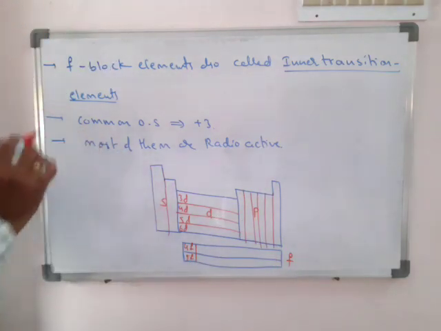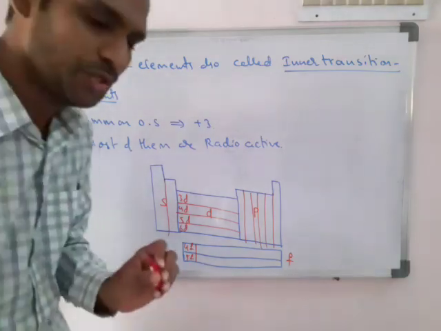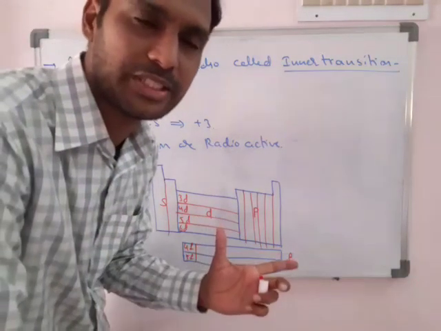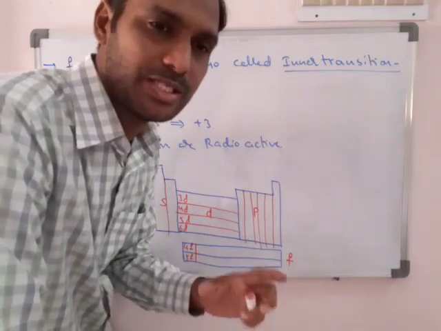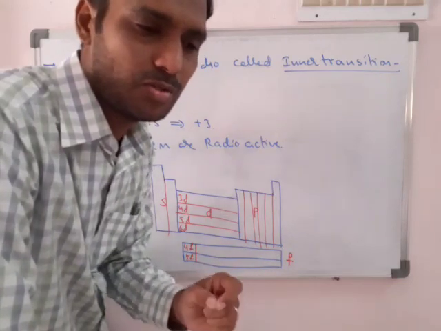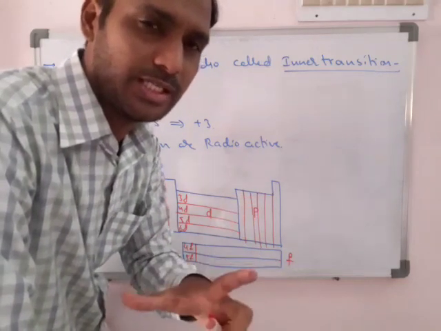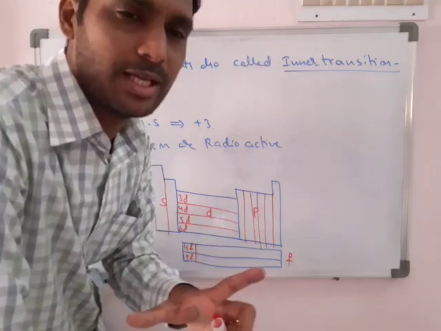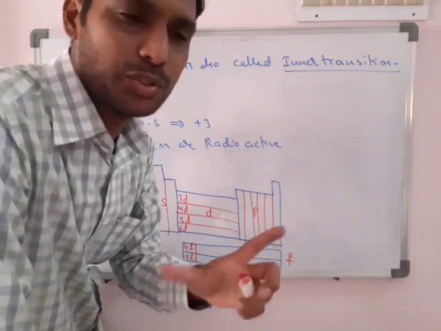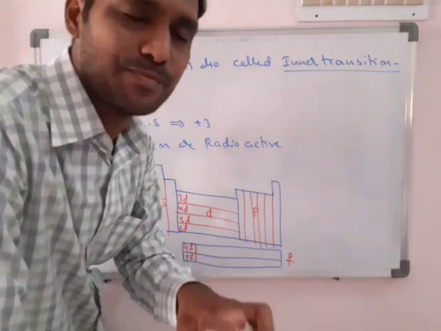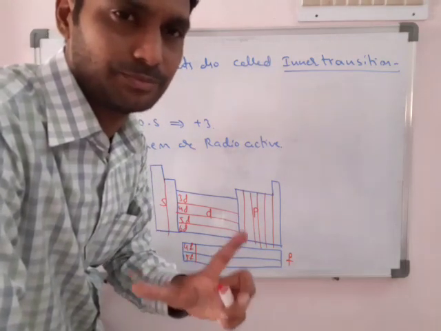1, 2, 3, 4, 5, 6. Here only 2 groups are present. Okay, this was the total information about the SPDF blocks. At last, I again want to say that you must be perfect in the total 104 elements. You must know the names and positions in the periodic table.